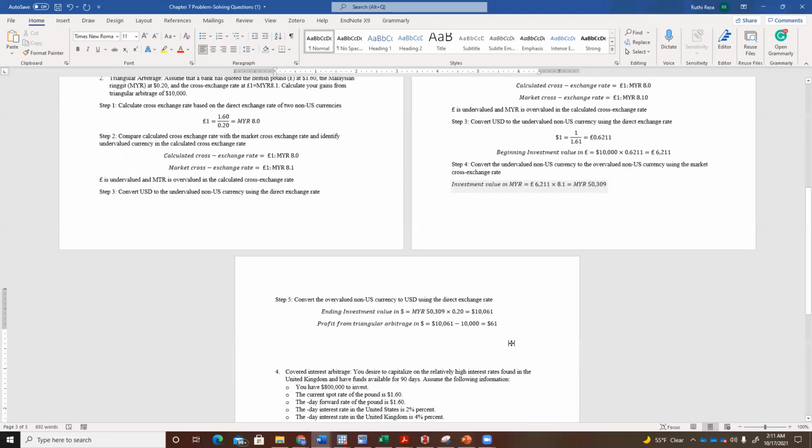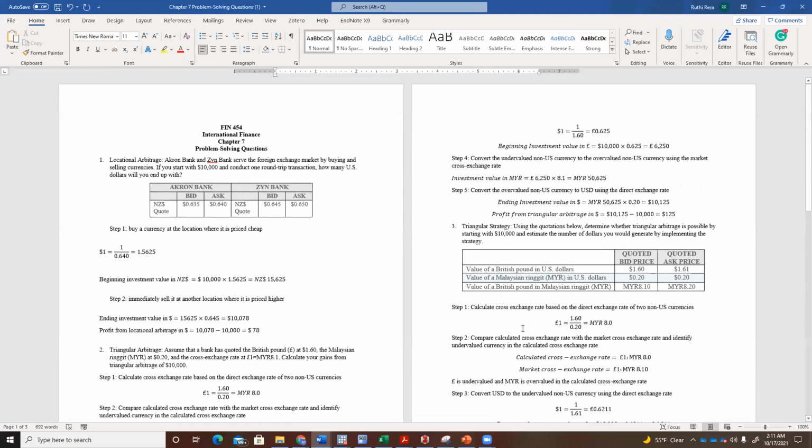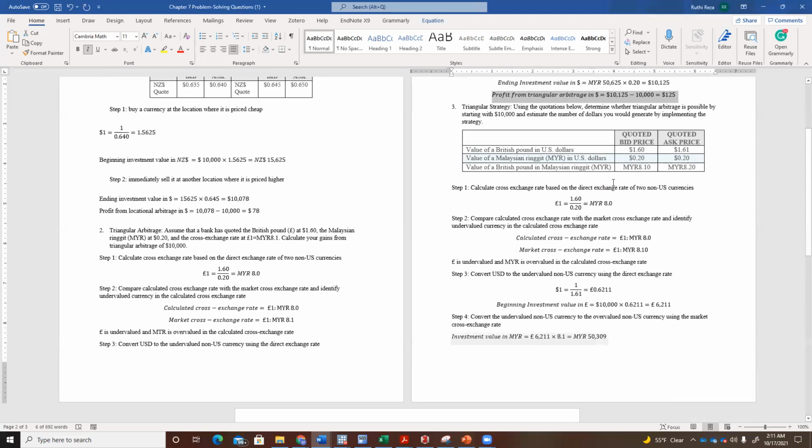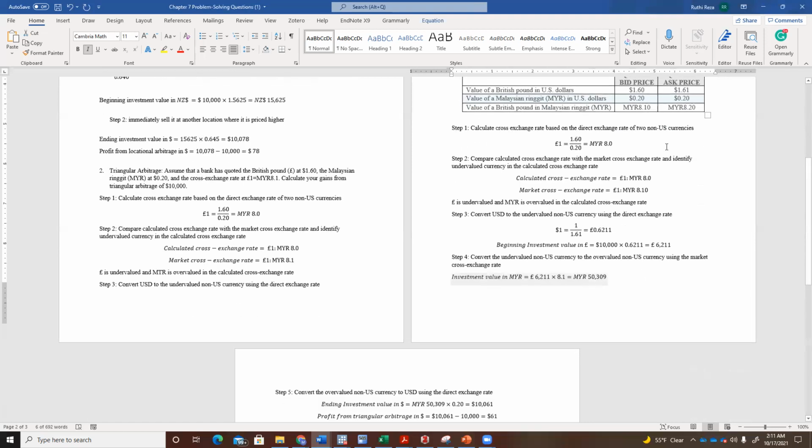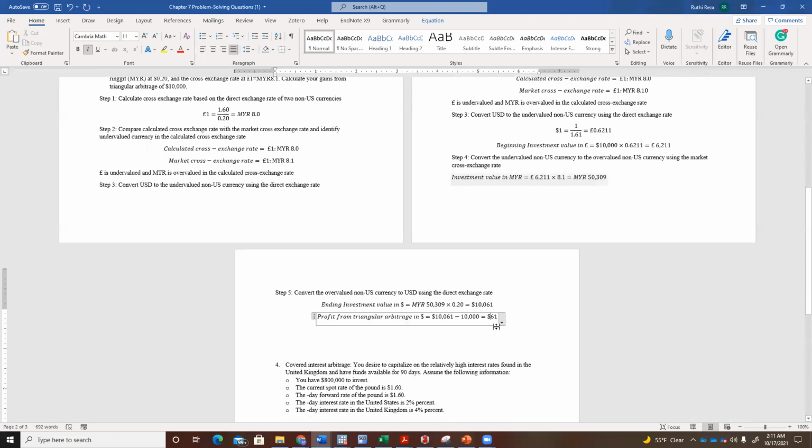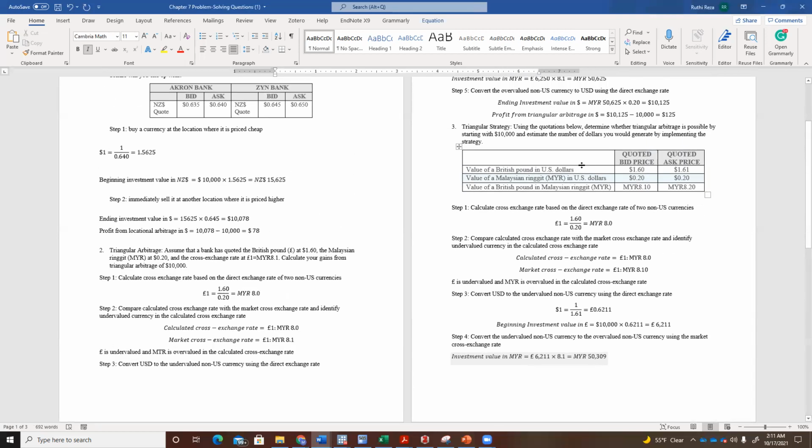Now, using the similar problem without any bid ask spread in question number 2, our profit was $125. However, in question number 3, we just introduced the bid ask spread, and you can see our profit actually decreased from $125 to $61 because of this bid ask spread.